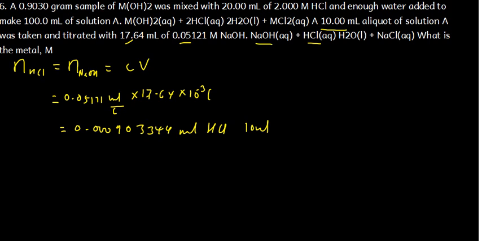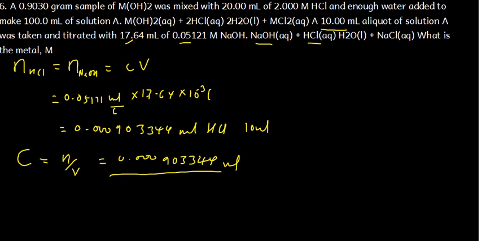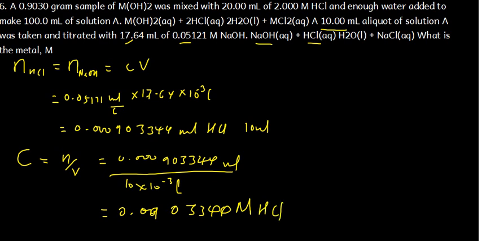Okay, now let's find the concentration of this portion that we took. So the concentration is given by number of moles over volume. The number of moles is 0.000903344 moles. The volume, that is in 10 milliliters, so convert that to liters, and that is going to give us 0.0903344. Now this will be molar because it's concentration, molar of hydrochloric acid. Okay, so this is the concentration.